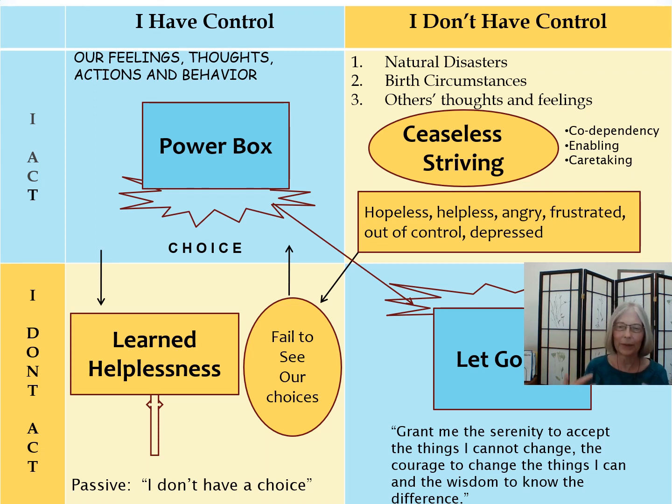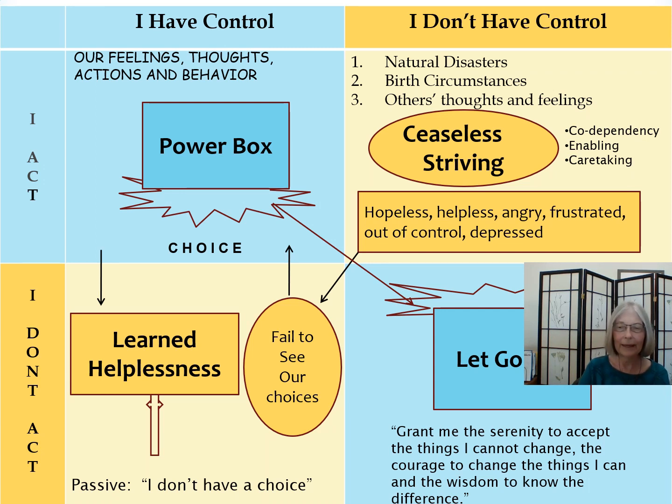And you can see the serenity prayer here. Grant me the serenity to accept the things I cannot change, the courage to change the things I can, and the wisdom to know the difference. So both of those boxes diagonally are healthy places to be. But then the lower left and upper right are more difficult and less healthy.